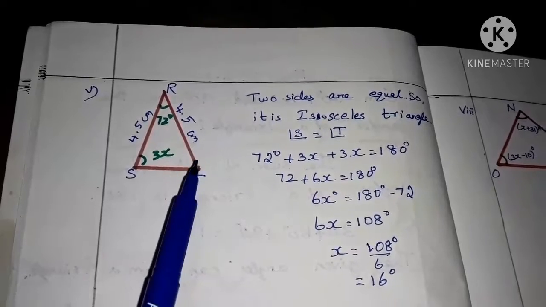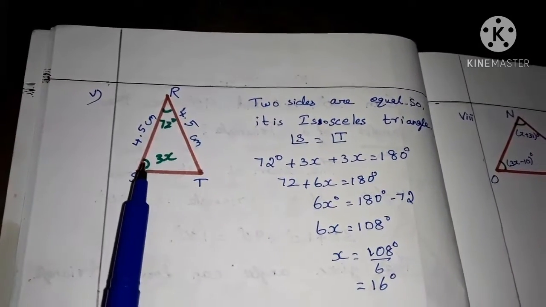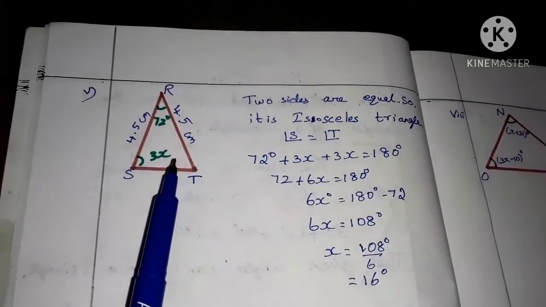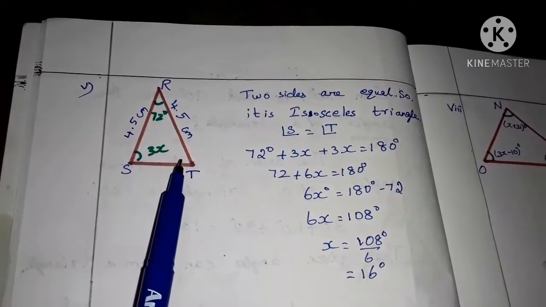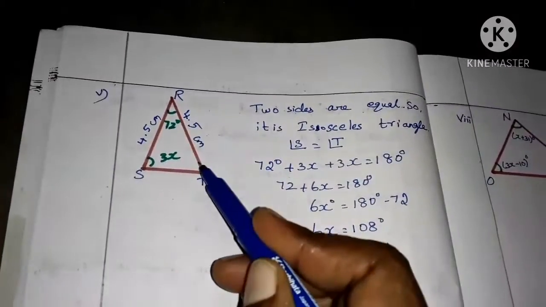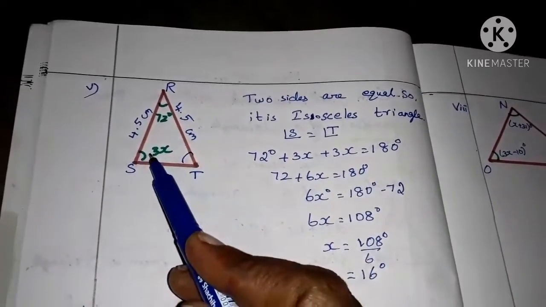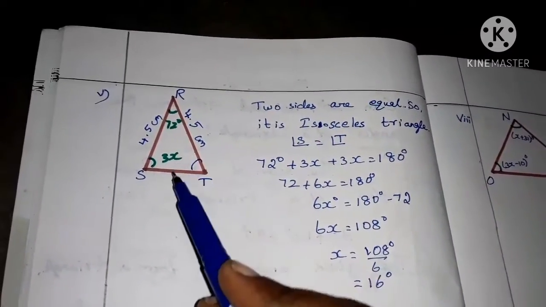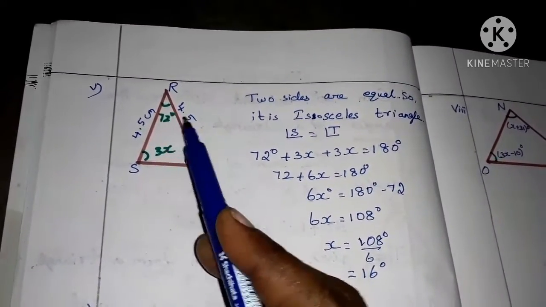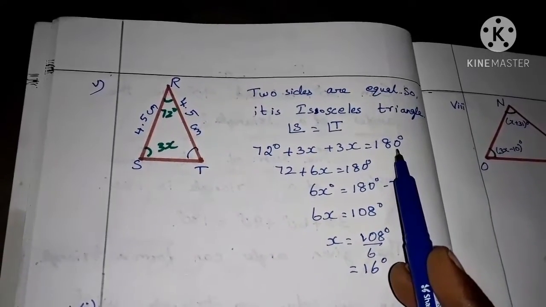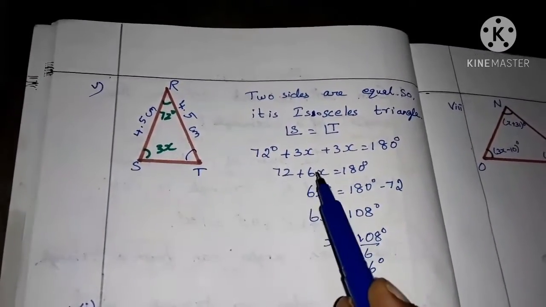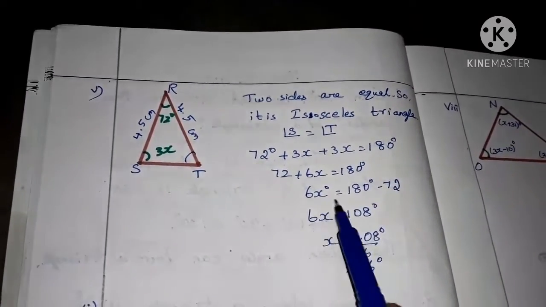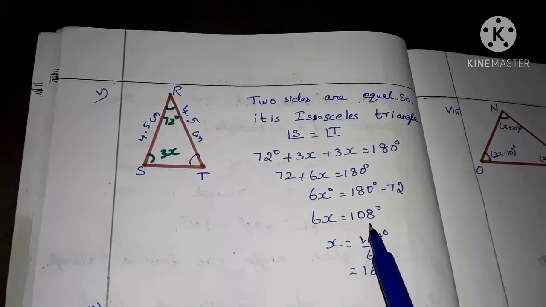If two sides are equal, the two angles are also equal. We know that this side and this side are equal, which means this angle and this angle are equal. So this is 3x, which means this is also 3x. Then, by the angle sum property, the sum of the angles of a triangle is 180. So 3x plus 3x plus 72 is equal to 180. So 72 plus 6x is equal to 180. 6x is equal to 180 minus 72, which is 108.